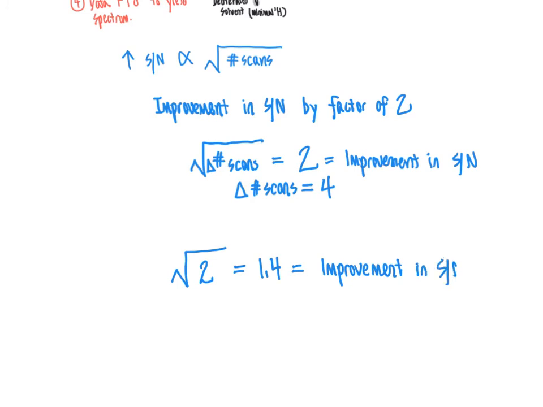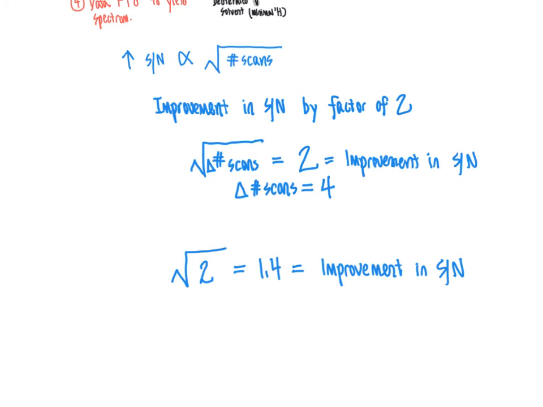So, in other words, doubling the number of scans, that's what we show here, the change in number of scans being a factor of two, is only going to give you a 1.4x improvement in the signal-to-noise ratio. On the other hand, in order to improve the signal-to-noise ratio by a factor of 2, you change the number of scans by a factor of 4. So you plug in 4 here as the change in the number of scans, the square root of 4 is equal to 2, so that would give you a 2 times improvement in your signal-to-noise ratio.